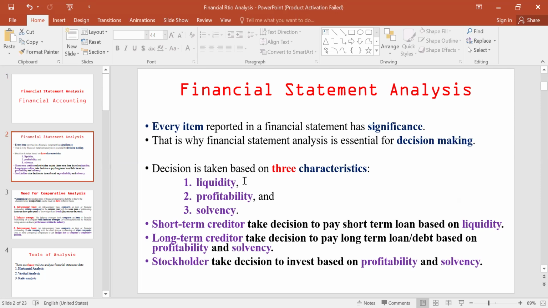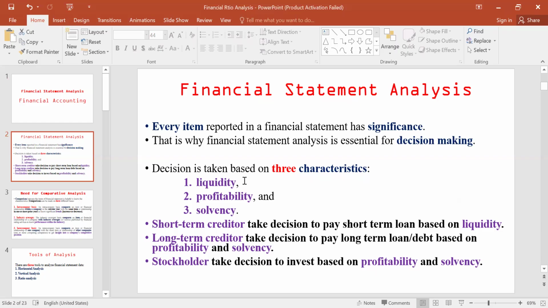Liquidity means that within a short term, you need to pay your outstanding obligations. Liquidity expresses the strength of a company to promptly pay outstanding obligations within a short period. This is the liquidity statement. To discuss liquidity analysis, there are some techniques or tools of liquidity statement analysis.